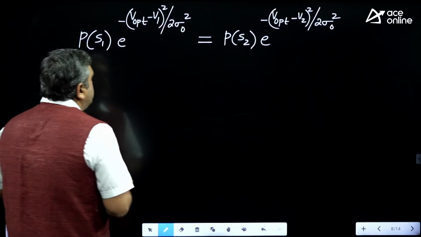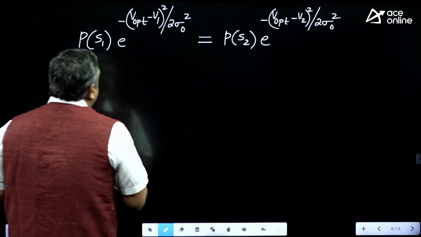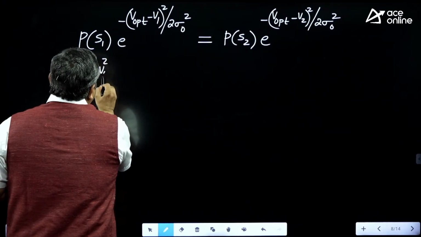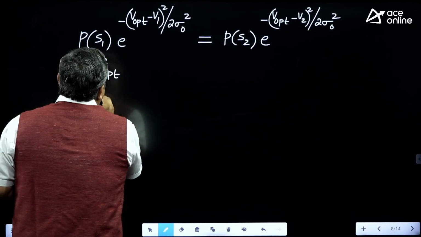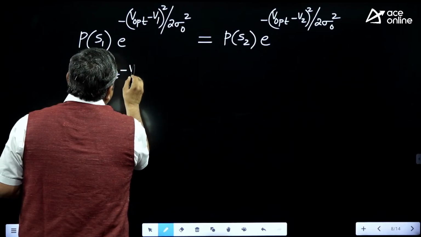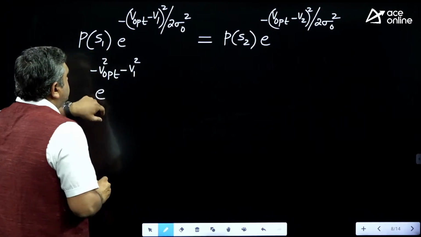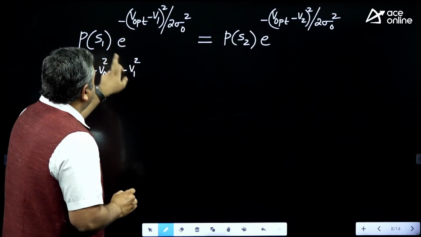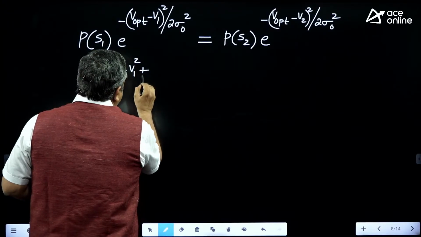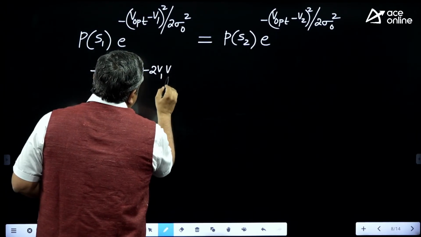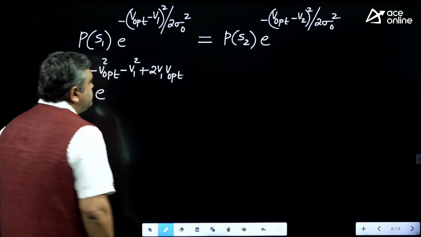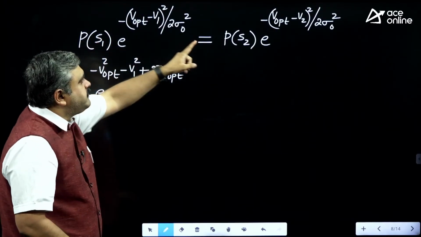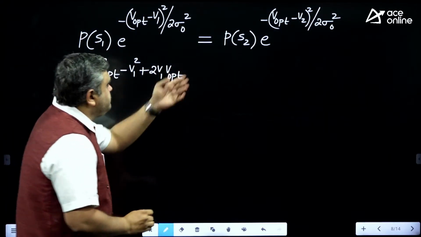So what you can do here? You can write this as e power minus (VOPT minus v1) squared. I am just squaring it and multiplying with minus. So you will get minus VOPT squared plus v1 squared, and then you will get plus 2 v1 VOPT. Minus of minus will become plus. This term will come in denominator. So when it goes to numerator, that minus will become plus. So you simply write that.